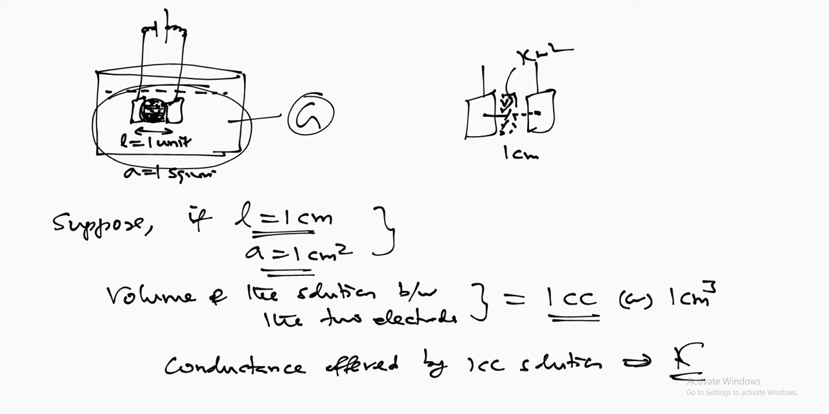Okay, so if L equal to 1 centimeter and A equal to 1 centimeter square, then 1 cc volume of solution will show some conductance, that is nothing but specific conductance or conductivity. Is this clear, students? Yes, sir.